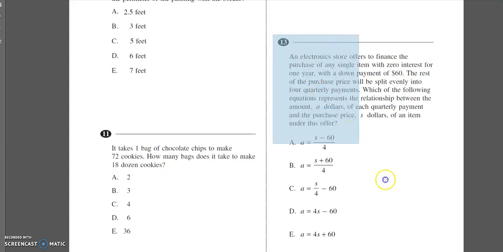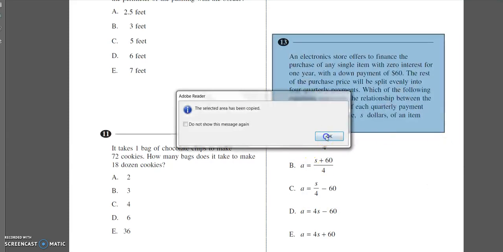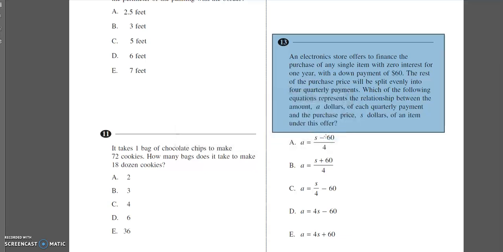It says an electronics store offers to finance the purchase of any single item with 0 interest for 1 year with a down payment of $60. The rest of the purchase price will be split evenly into 4 quarterly payments. Which of the following equations represents the relationship between the amount A dollars of each quarterly payment and the purchase price S dollars of an item under this offer?